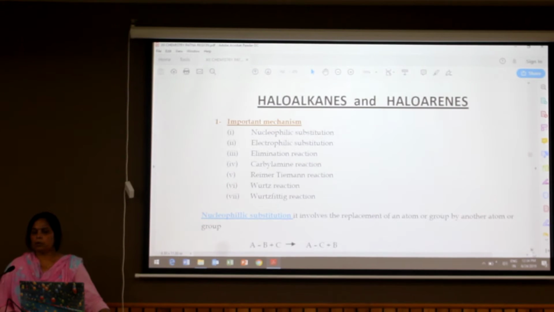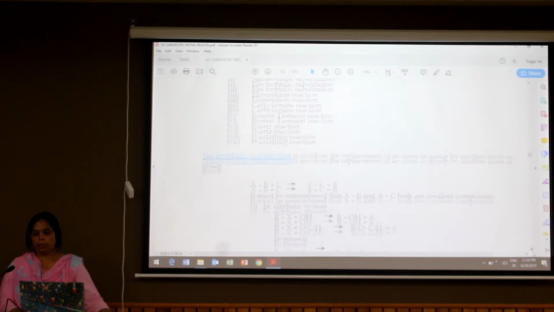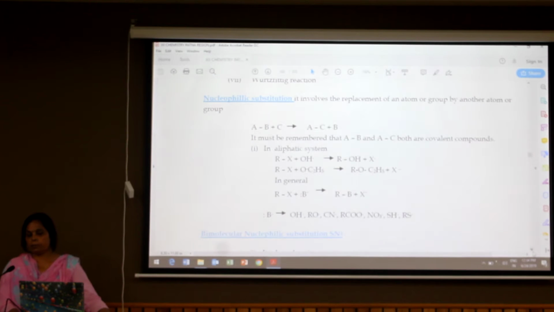Good morning. Today we'll discuss haloalkanes and haloarenes. Haloalkanes are formed when the hydrogen of an alkane is substituted by a halogen, and haloarenes when the hydrogen of an aromatic ring is substituted by a halogen. In this chapter, we will talk about some reactions: nucleophilic substitution, electrophilic substitution, elimination reaction, carbylamine reaction, Reimer-Tiemann, Wurtz and Wurtz-Fittig reaction. Now we start nucleophilic substitution.